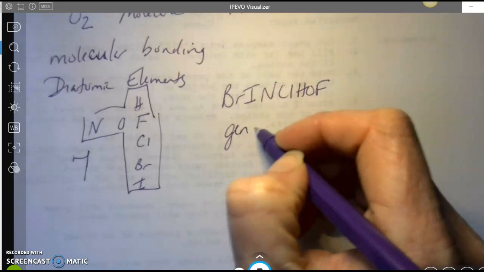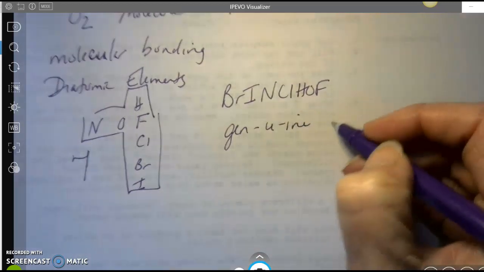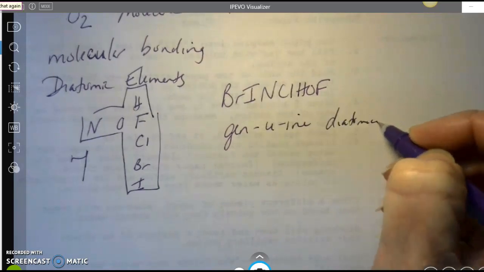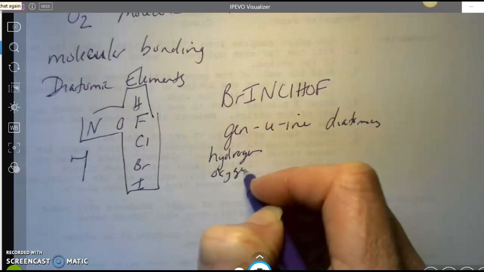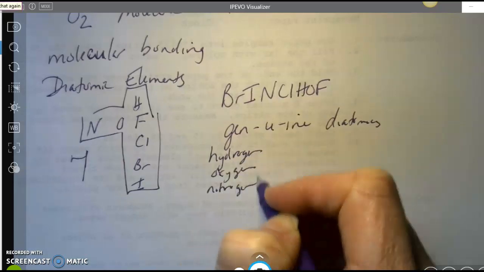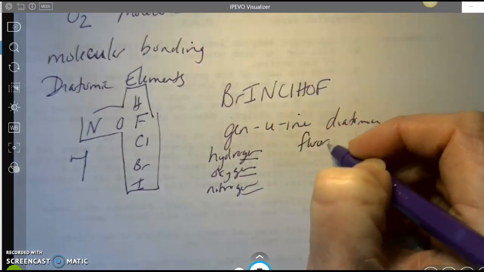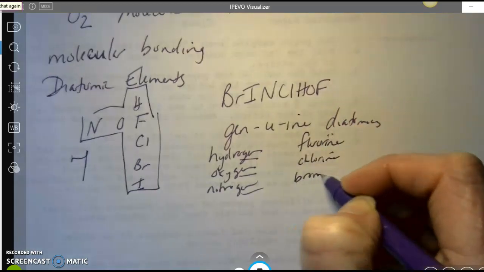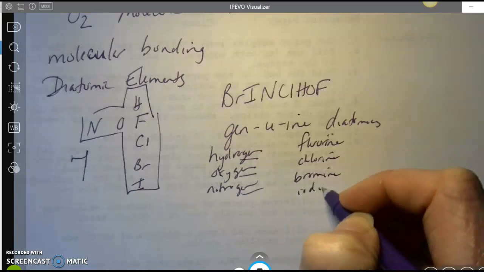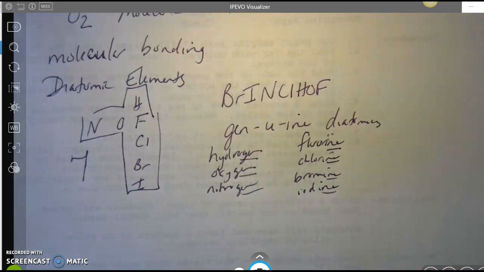And then the third one is a little bit of both. The elements are genuine diatomics. So the ones that end in gen: hydrogen, oxygen, nitrogen, or the INEs: fluorine, chlorine, bromine, iodine. I guess you could say iodine, but they changed the pronunciation for that. All end in INE. Astatine would as well, but I don't know any compounds with astatine, so that's a pretty rare element.